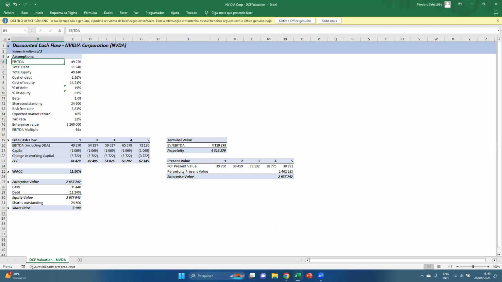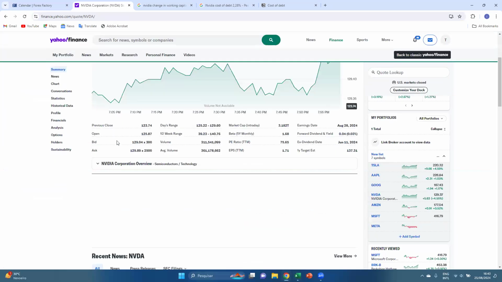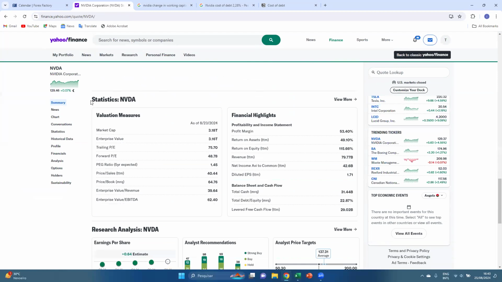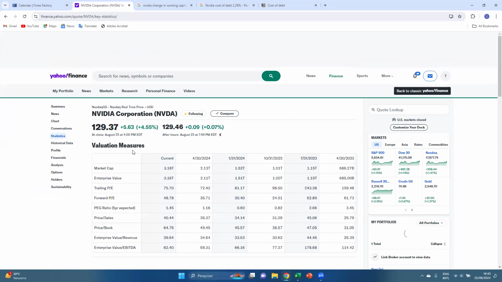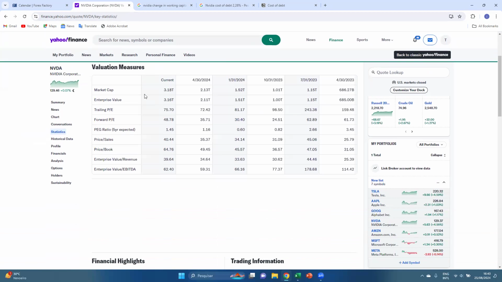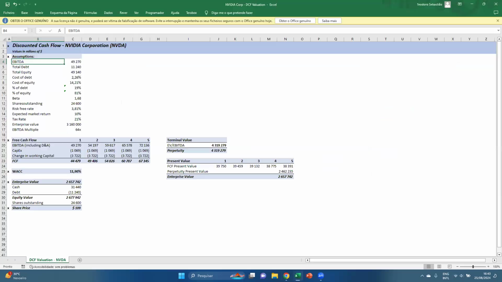And first we are going to search for EBITDA. We can go down and see here statistics, NVIDIA, view more, and then we have valuation measures. We have the market cap, that is normally the equity value. We don't have equity value, we have it at the end of the period. But yeah, it's not valid, so yeah.